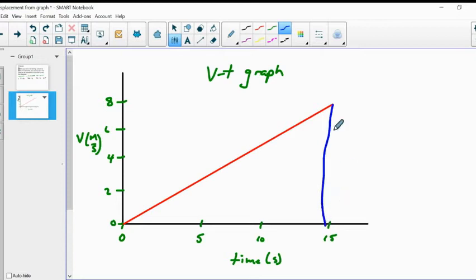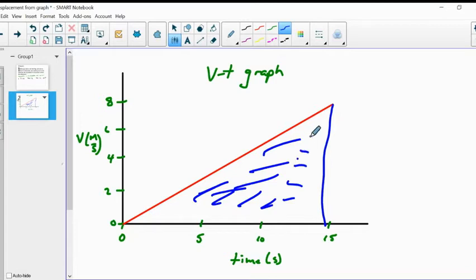What if I calculated the area under this curve? What will this area give me? Well, that's a triangle, a right angle triangle. And the area of the triangle is going to be 1/2 the base times the height. So we're just going to go back to our simple area formulas. And so what is the base? Well, the base on this one is 15 seconds. And the height is 8 meters per second.